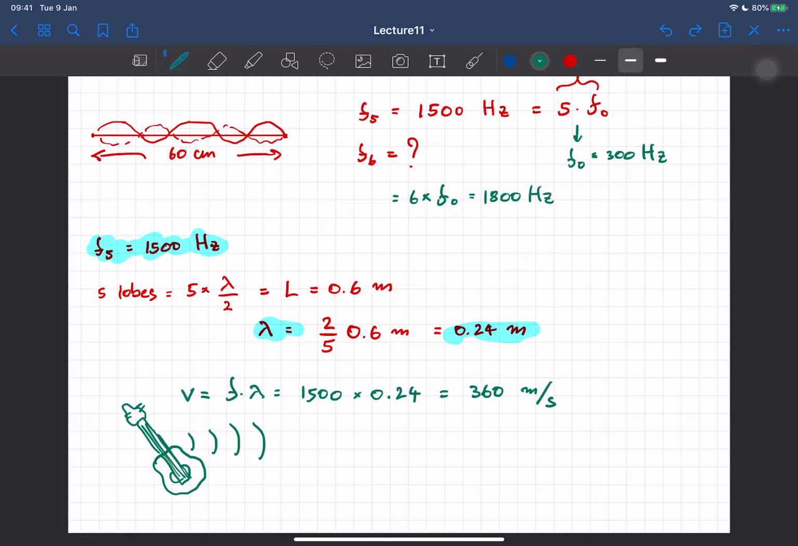I just want to point out this because sometimes you're confused. You get some number which is not this, and then you think that it has to be the velocity of sound in air, which is about 300, because we are used to hearing the sound from the guitar string. They are two different things. So don't get confused with that.